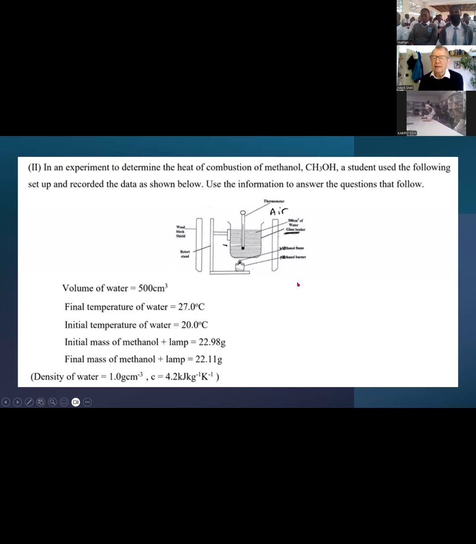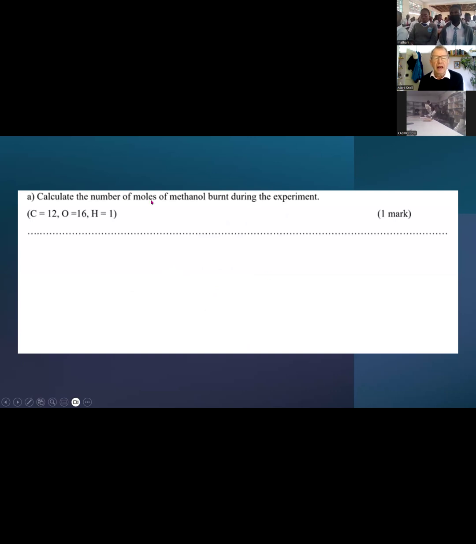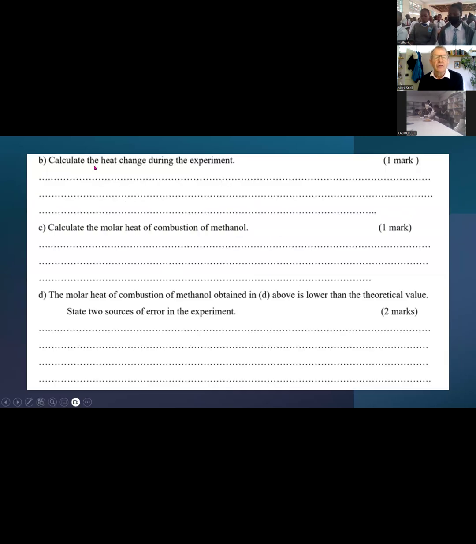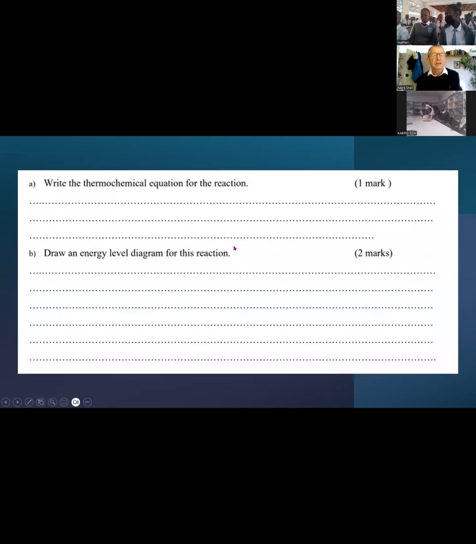The questions are like this. First, calculate the moles of methanol burned. Second, find the heat change. Last time we decided that this was called Q. Then find delta H, the molar heat of combustion of methanol. That's the delta H. And then it says there are some errors in the answer. In other words, the number you came out with is not correct. What could have gone wrong? And then a thermochemical equation and then the energy level diagram.